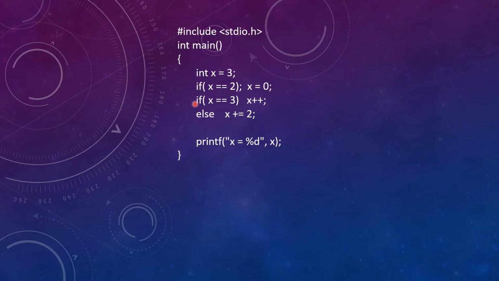Then we go to this if block. Now we are checking whether x is equal to 3 or not. Yes, it is equal to 3, so the condition becomes true. Then we execute the body of this if, that is x plus plus. So we increment the value of x by 1, and now the value of x becomes 4. The else block won't be executed, so we go to printf and print x equals 4, because x is incremented by 1. So x equals 4 will be our answer.